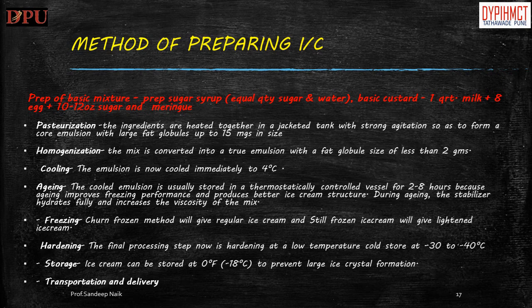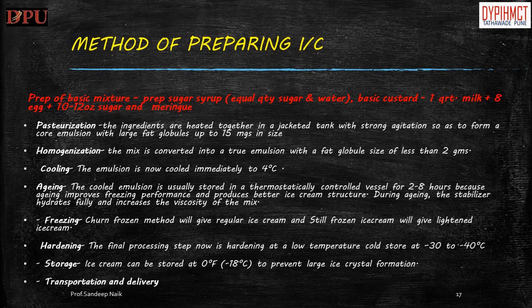up to 15 microns in size. Homogenization. The mix is converted into a true emulsion with a fat globule size of less than 2 microns. Cooling. The emulsion is now cooled immediately to 4 degrees Celsius. Aging. The cooled emulsion is usually stored in a thermostatically controlled vessel for 2 to 8 hours because aging improves freezing performance and produces better ice cream structure.